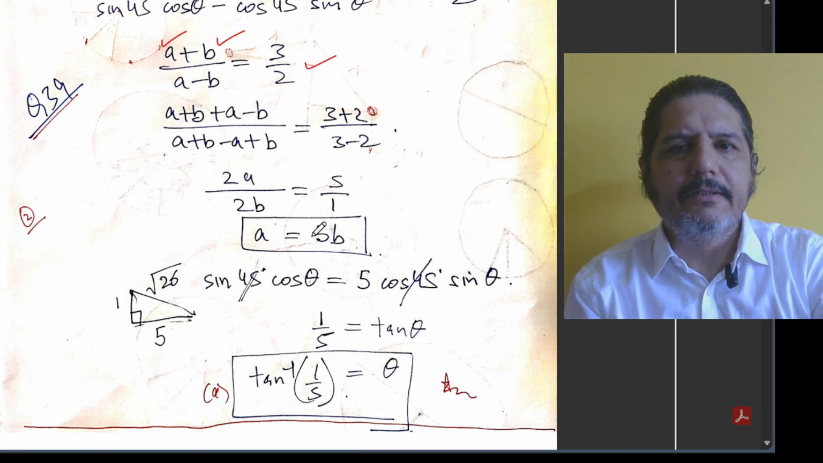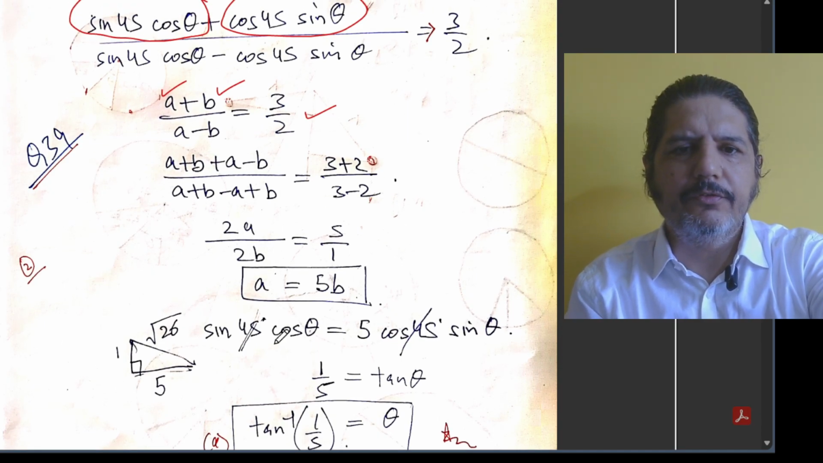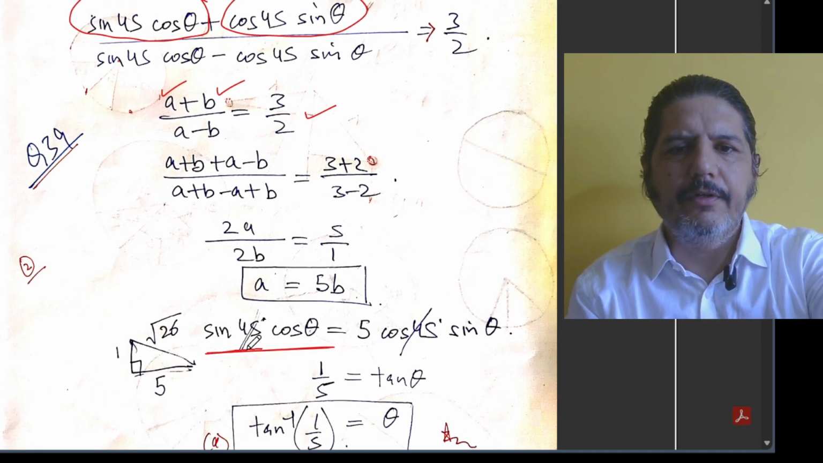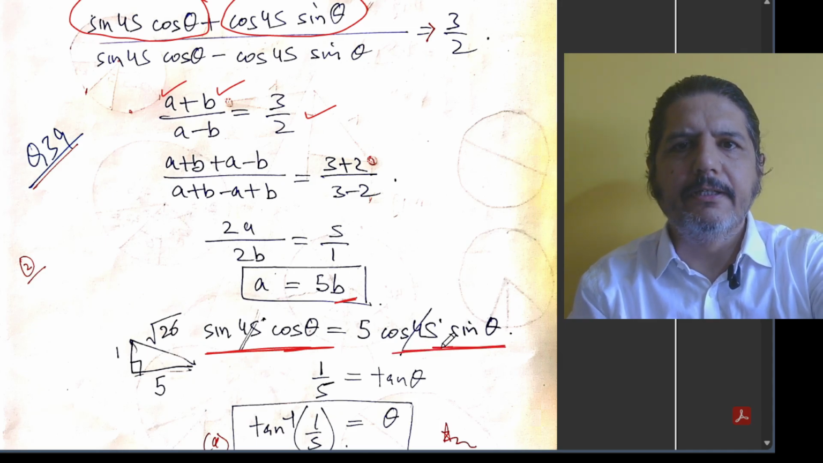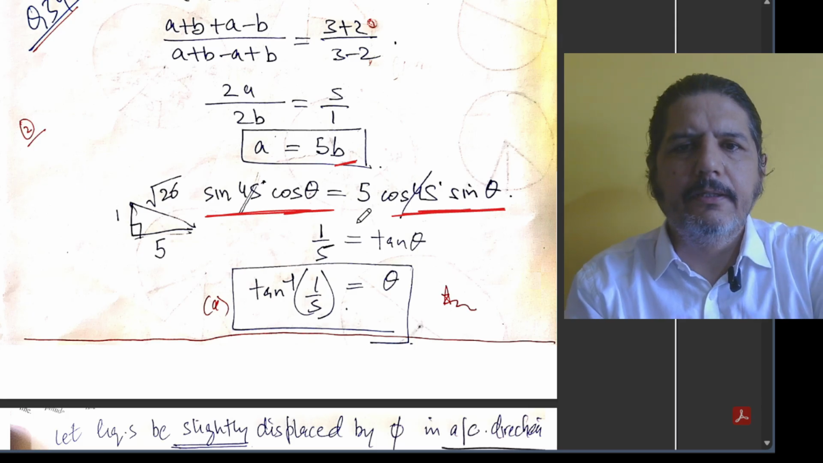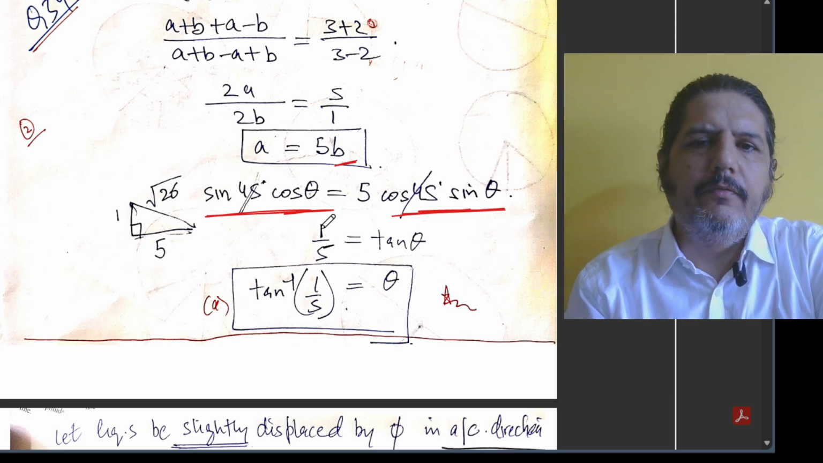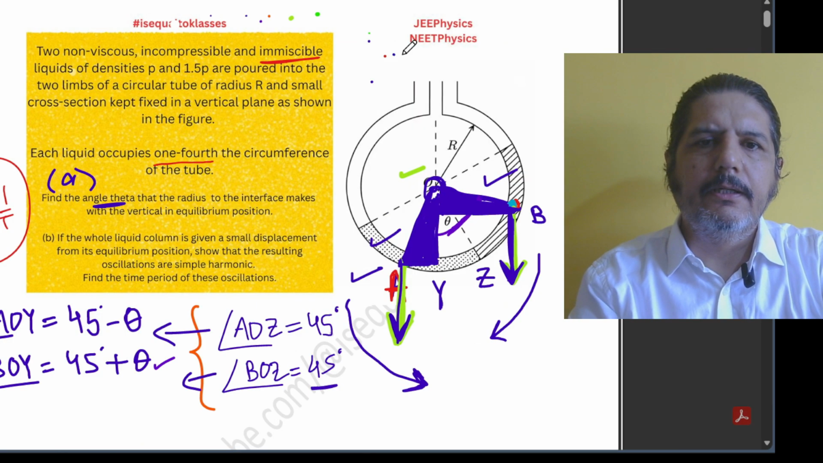Once I have calculated the ratio of A and B, I replace A by sine 45 cos theta and B by cos 45 sine theta. So I have replaced these, and consequently my tan theta is equal to 1 by 5, and theta is equal to tan inverse 1 by 5. So this is my equilibrium angle, this theta.